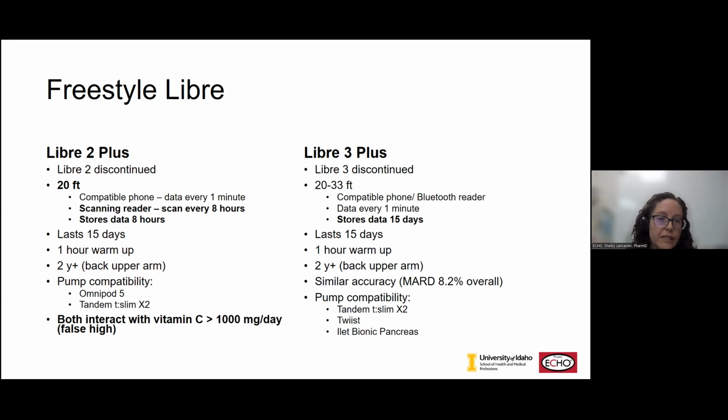I will note that the Freestyle Libre does interact with vitamin C greater than 1,000 milligrams per day. It can result in a false high. The 2 and the 3 without the Plus, so the older generations, was 500 or above. So this gives a little bit more leeway for our patients that like their vitamin C.